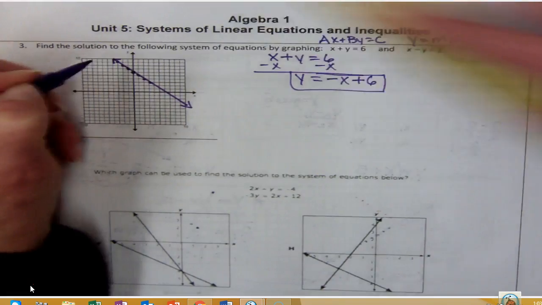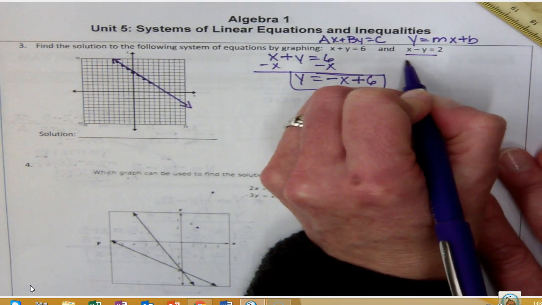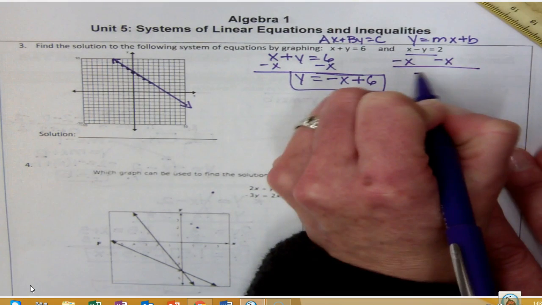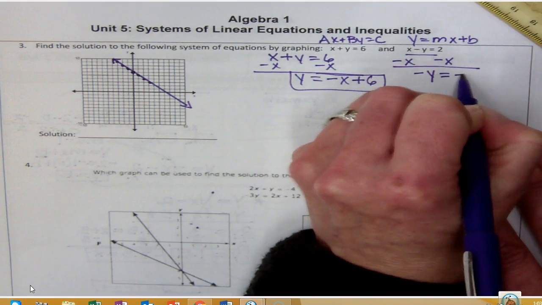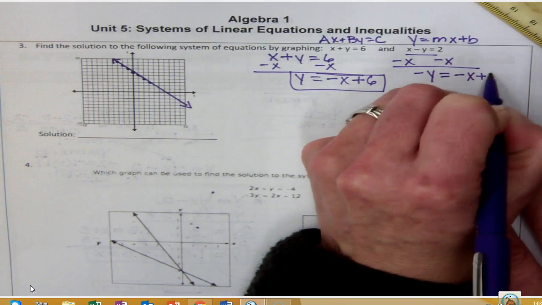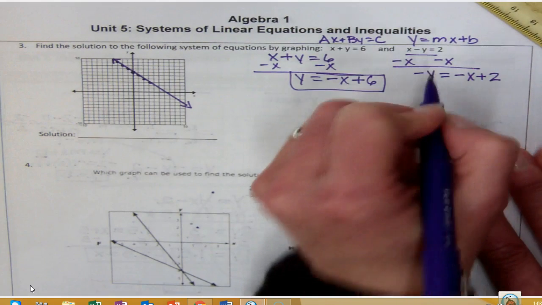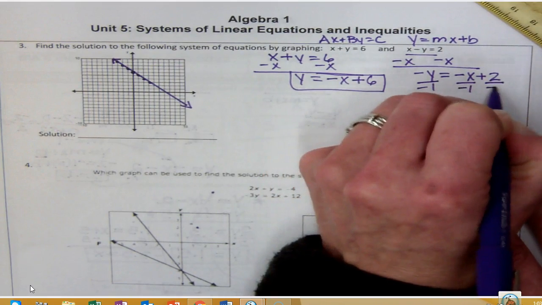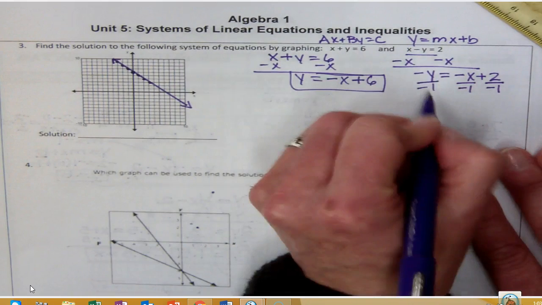There's the graph for that one. To graph this, I do the exact same thing. I'm going to subtract x from both sides, and I get negative y equals, I cannot combine these two, so I keep them separate, but I have negative y. So in order to get rid of that, I need to divide everything by negative 1 in order to change my signs.